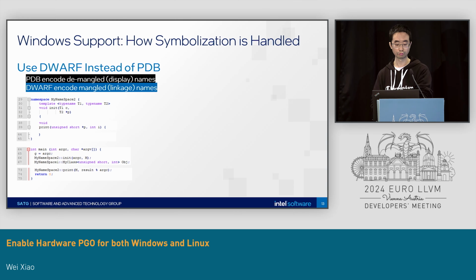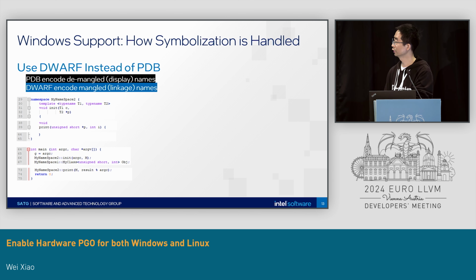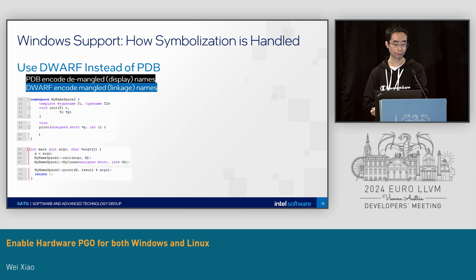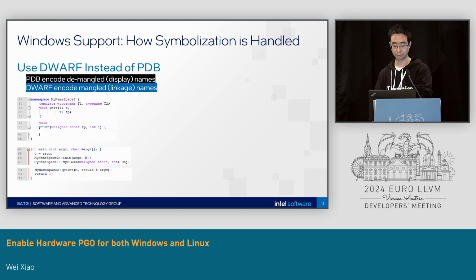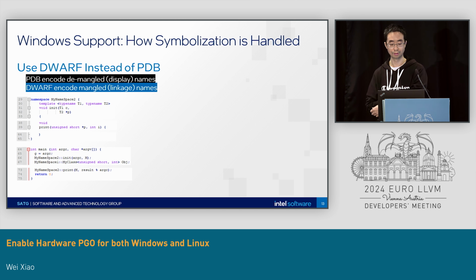So the profiling tool is already done. And the second thing for Windows support is to enable symbolization, which turns binary addresses into symbols. Our solution is to use DWARF instead of PDB on Windows. The major consideration is that we find that PDB will encode demangled or display names into the metadata, but DWARF will encode mangled names or linkage names into the metadata. But the mangled name is the key thing for symbolization to associate the profile back to the compiler IR.